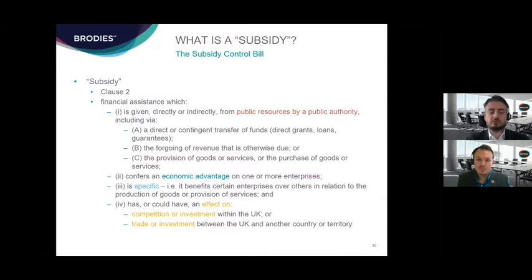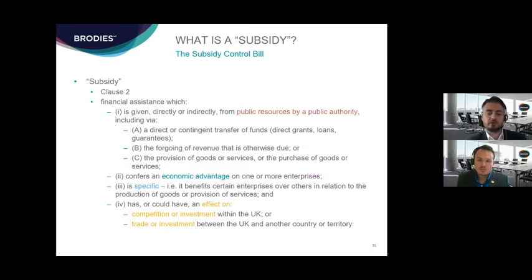The assistance has to confer an economic advantage on one or more enterprises, has to be specific, meaning it benefits certain enterprises over others in relation to the production of goods or provision of services. That's the statutory language. And it has or could have an effect on competition or investment within the UK, or trade or investment between the UK and another country or territory.